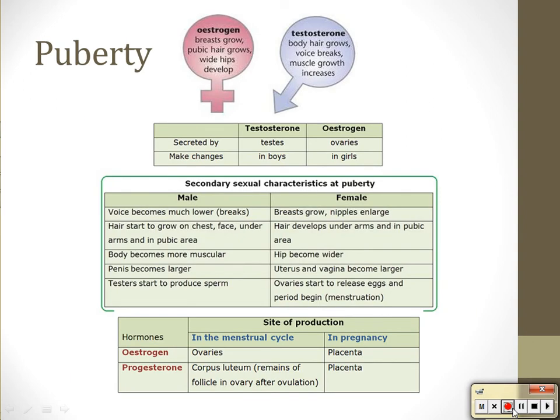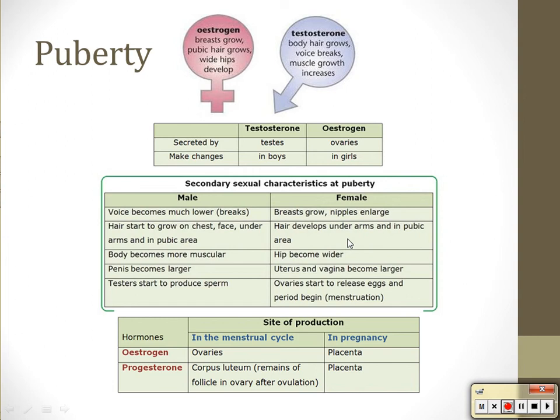I feel like we're going backwards, but then we get into the hormones associated with puberty. So the two main ones for girls and for boys. In girls it's estrogen, and in boys it's testosterone. So we have a little table of where they're secreted from and who it makes changes on. 50-50 on that, if that one's true.